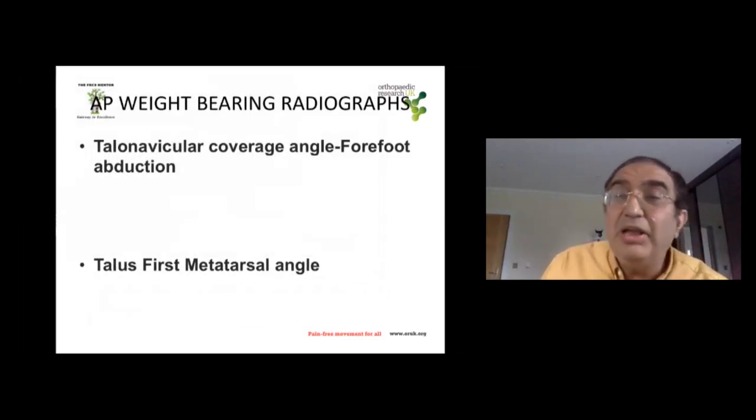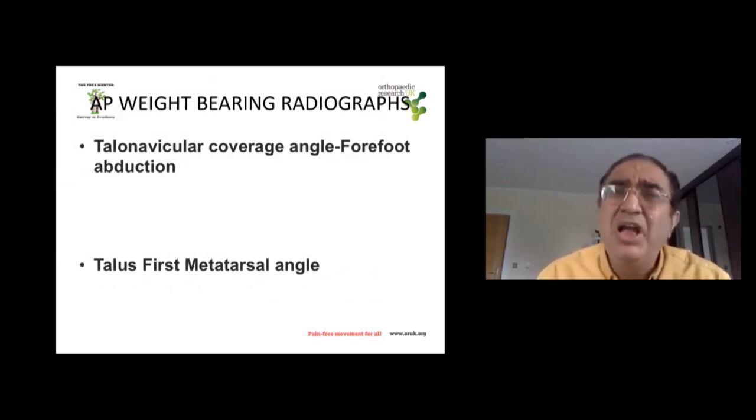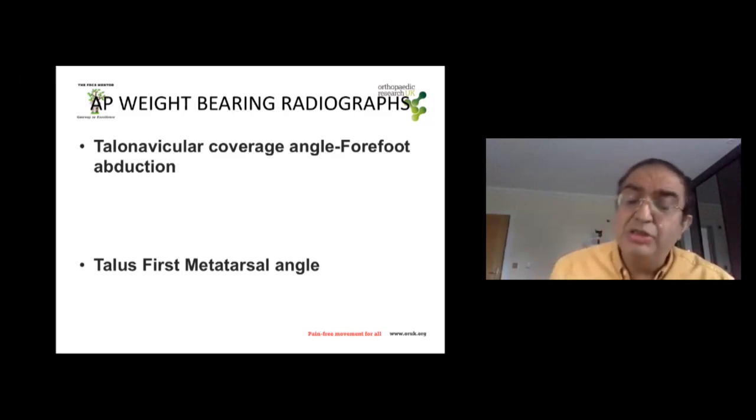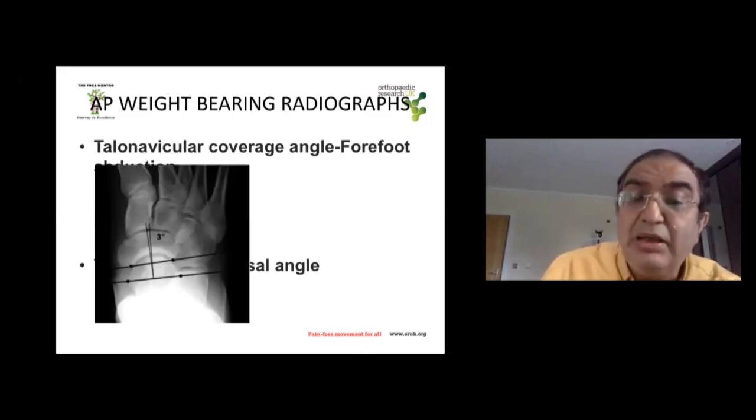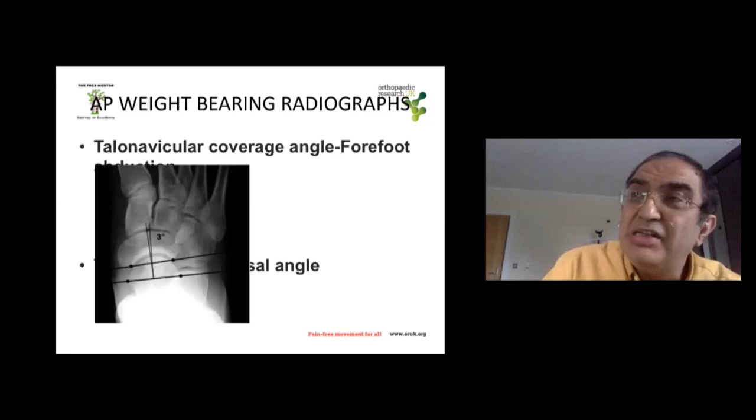And then you've got the forefoot abduction. Now, this is a very important part of flat foot, and you guys should understand this part. The midfoot subluxes laterally. There's a talar uncovering, and that produces forefoot abduction. And it's very important to identify this forefoot abduction. So there is the talonavicular coverage angle. If you look at this, you draw a line along the articular surface of the talus and along the articular surface of the navicular. And the angle between these two should be 0 to 3 degrees. So that's normal.